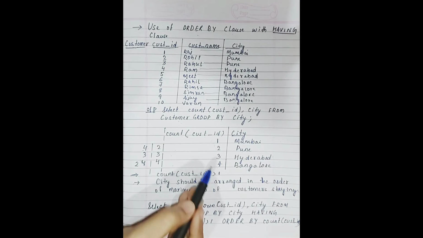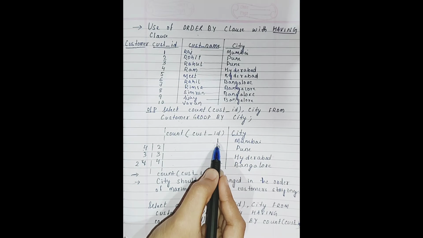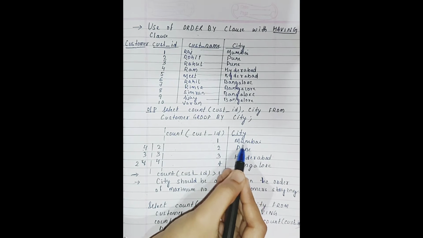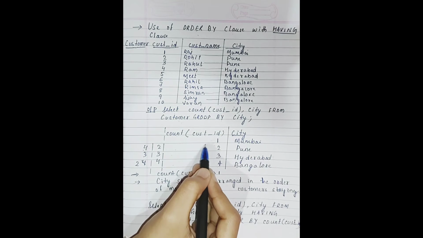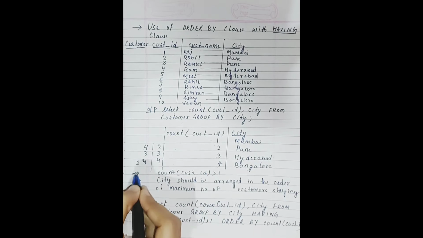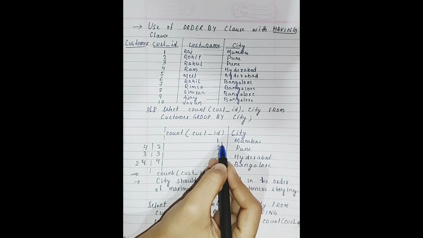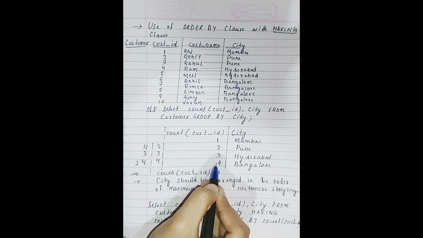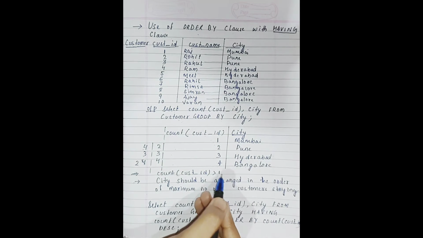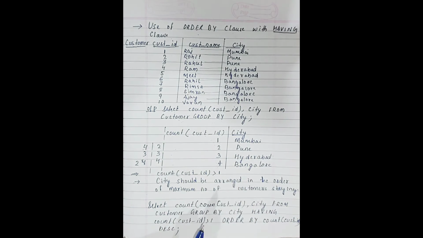Suppose after this, there are 2 conditions. The first condition is to filter out only those cities where the number of customers is greater than 1, where the count cust ID is greater than 1. That is the first condition. After that, the second condition. The second condition is, after filtering out, sort the remaining cities in descending order. That is, the city having the maximum number of customers will be displayed first and the city having the minimum number of customers will be displayed last. So this is the second condition.